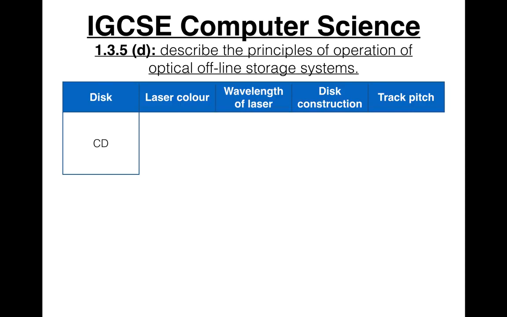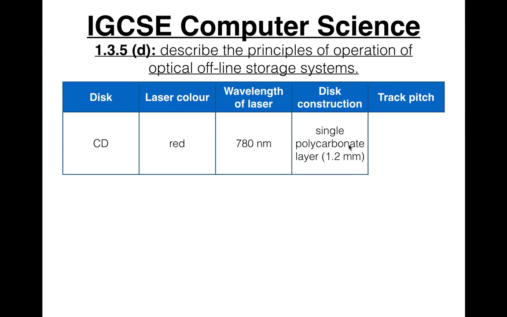Okay, so CD: laser color red, wavelength 780 nanometers, disc construction single polycarbonate layer of 1.2 millimeters. And track pitch. Now, what do we mean by track pitch? Well, track pitch is pretty much the distance between each track. So the track pitch of CDs is 1.6 micrometers.